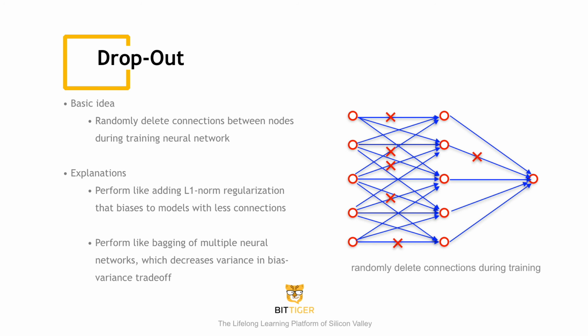The fourth approach is dropout, which is widely used in training deep neural networks. It was known that dropout can avoid overfitting because it performs like bagging of multiple neural networks, which decreases variance and the bias-variance trade-off. Dropout can also be viewed as performing like adding L1 norm regularization, which will bias toward neural networks with sparse connections.